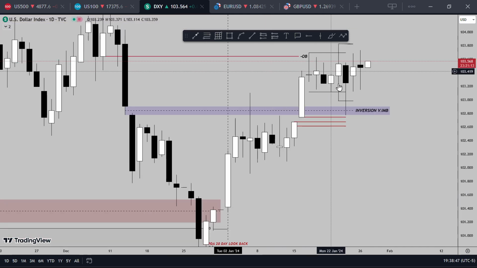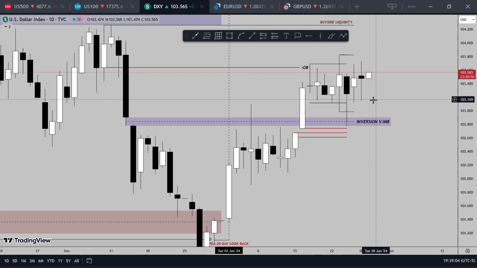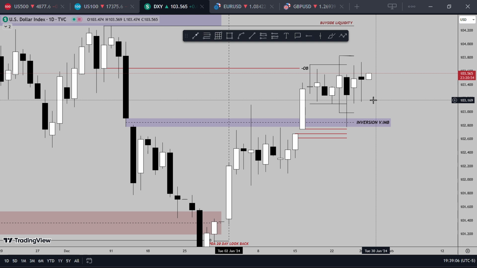So this consolidation, then the raid and then the expansion happening here, is the same thing that happened here. We expanded, came back to this fair value gap, consolidated, and expanded. So the same thing is what I'm expecting here. I'm expecting higher prices on the dollar until mid-February. So for this week and the next week, I'm still bullish on the dollar.